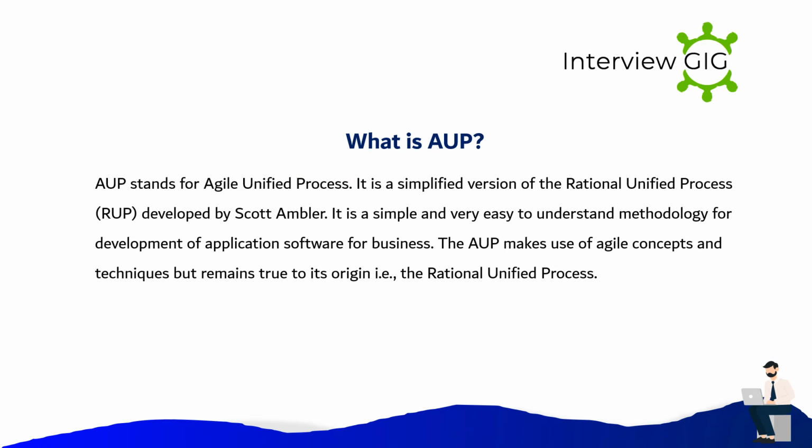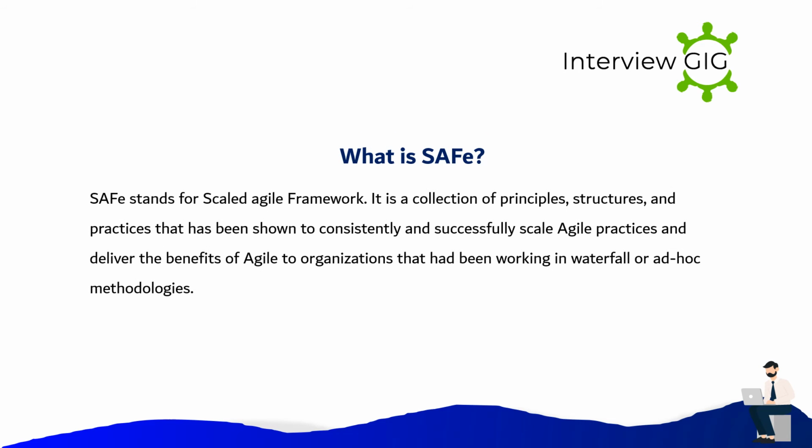What is AUP? AUP stands for Agile Unified Process. It is a simplified version of the Rational Unified Process, RUP, developed by Scott Ambler. It is a simple and very easy to understand methodology for development of application software for business. The AUP makes use of Agile concepts and techniques but remains true to its origin, the Rational Unified Process.